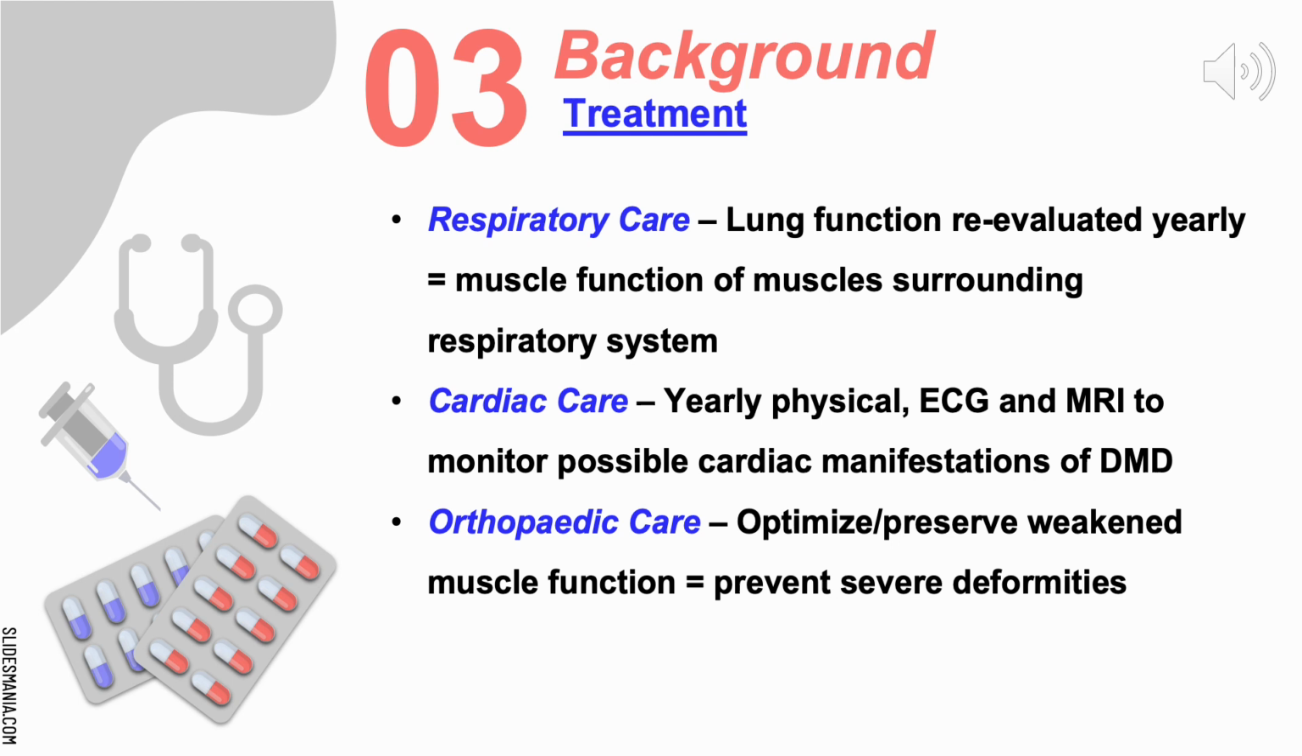At number 2, we have cardiac care, where early identification of the signs of insufficiency and arrhythmias by examination at diagnosis and every year after that is part of management of the cardiac manifestations of DMD. Physical examinations, electrocardiograms, and if available, cardiac MRI should all be part of this evaluation. Angiotensin converting enzymes, also known as ACE inhibitors, and beta blockers, are used to treat symptoms and signs of heart inefficiency and abnormalities. At number 3, we have orthopedic management, where the overall aim of orthopedic management is to optimize or preserve the weakened muscle function and to prevent severe deformities such as contractures or scoliosis.